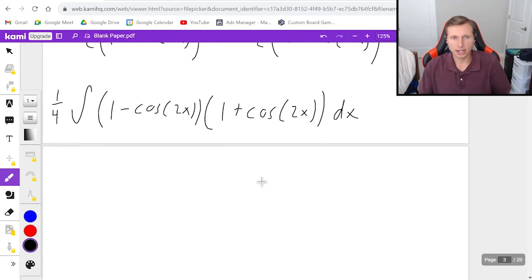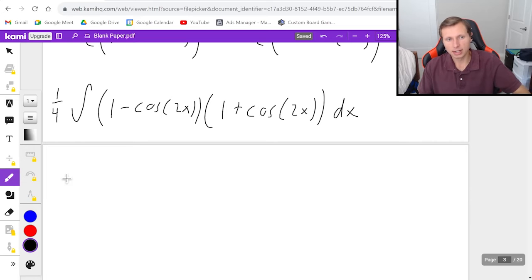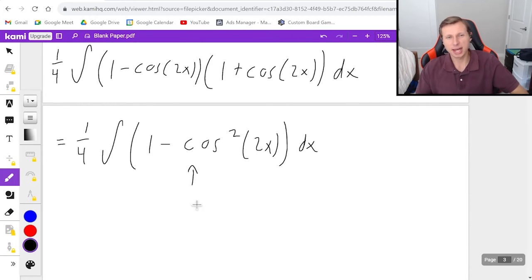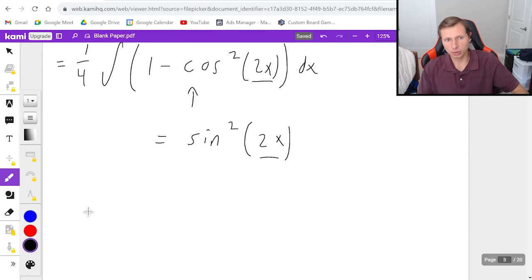Now this is not fun. I do have to distribute this and FOIL it out. I'm going to get 1/4 integral of 1 minus cosine squared 2x dx. And if you don't believe me, you can see for yourself that the middle terms cancel, and you're just left with this. Now this looks like a Pythagorean identity. That's because it is a Pythagorean identity. This is equal to sine squared of 2x. Normally it's just sine squared x, but since this is 2x, that's got to be 2x. And now my integral is really this, 1/4 integral of sine squared 2x dx.